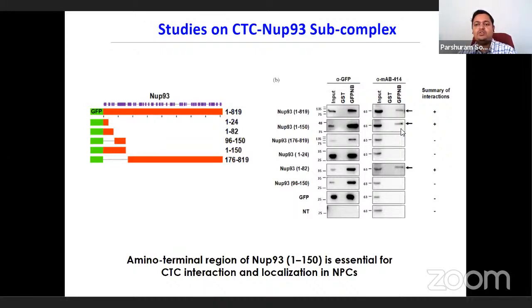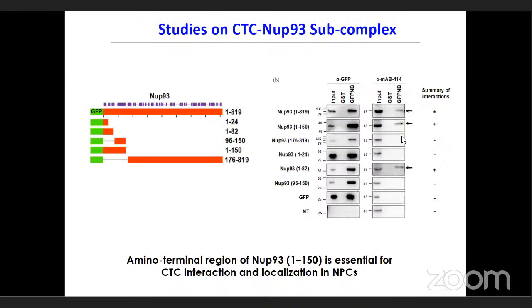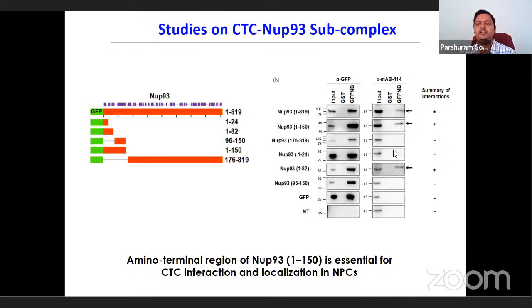And that gave us good confidence that only this particular domain was essential for the interaction with CTC. And then we made several deletions of Nuc93 as well, where we split this entire region into 2 parts. And to our surprise, we saw that the 1 to 82 region itself was sufficient for CTC interaction as well. So in our studies, we focused on these 2 constructs, where one was 1 to 82 as well as 1 to 150.